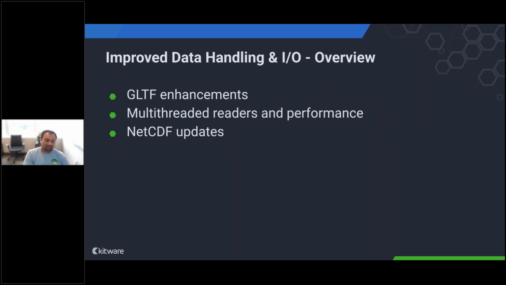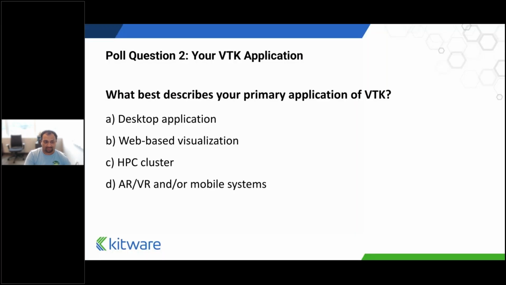So that was all the rendering and graphics side of things. Moving on to the data handling and I/O. The first thing is scene importers in VTK, which is essentially common I/O for reading for graphics. VTK saw a bunch of improvements to GLTF. A lot of the readers have been improved, either they have been multi-threaded so that they see improved performance. And then VTK's NetCDF has seen significant updates as well.